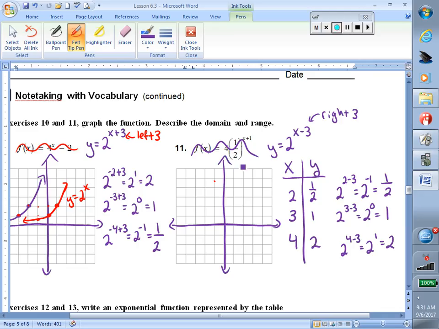We'll sketch our graph. 2, 1/2, 3, 1, 4, 2. And remember, our graph needs to have that nice curved shape. It's not a straight line. It's not going to drop down here into those negative values. It's going to stay up.